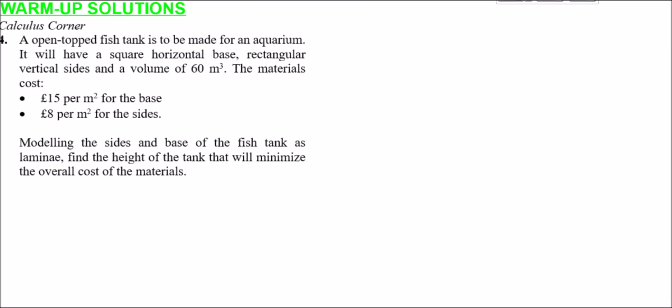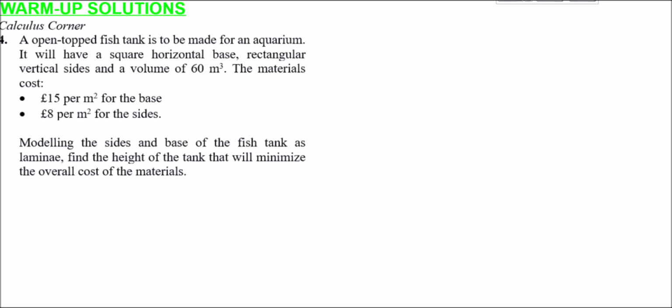Question 4. I did warn you, this is a slightly hard question, but one I reckon we can do with some effort and a bit of consistency, a bit of perseverance. So we have an open-topped fish tank. It's to be made for an aquarium. It's going to have a square horizontal base, very important, rectangular vertical sides, and a volume of 60 cubic meters. The materials cost £15 per square meter for the base, and £8 per square meter for the sides.